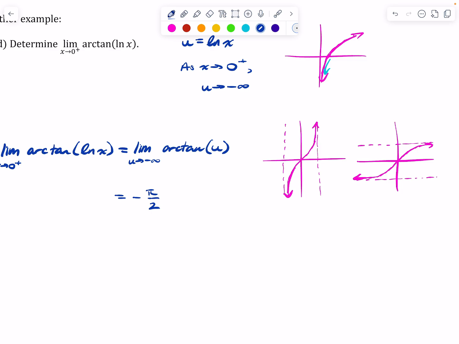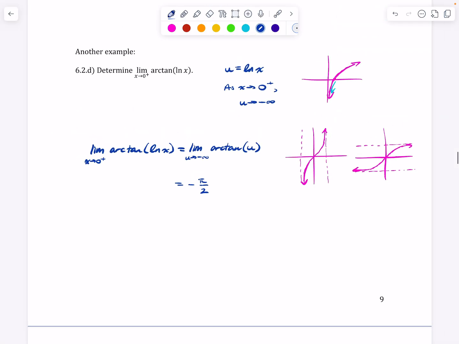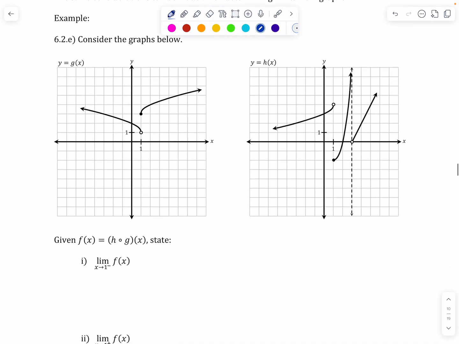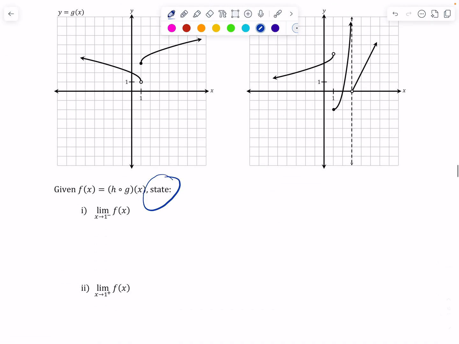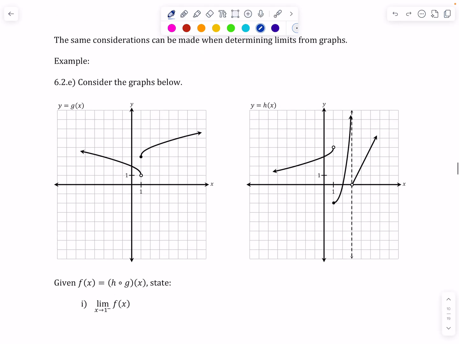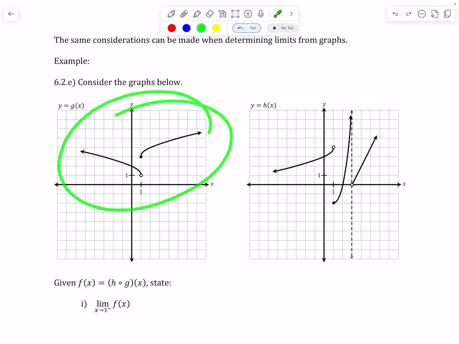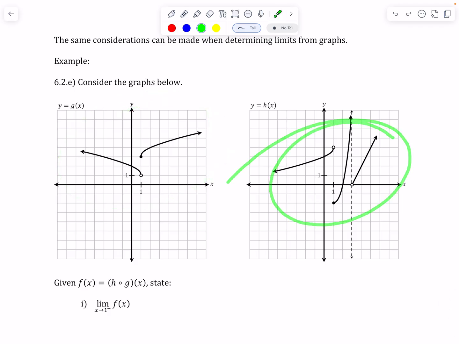So this idea of approaching from higher values, from lower values, etc., that can also be used when we are determining limits from graphs. Now this says state, so you don't really have to show any work, but realistically on an AP exam, this is probably showing up in multiple choice, so you're not showing any work anyways. But we've got graphs. This is the graph of g of x. This is the graph of h of x. And I know that because they're labeled as such.